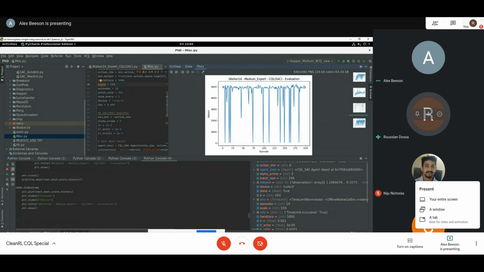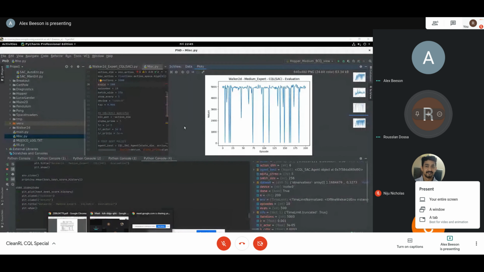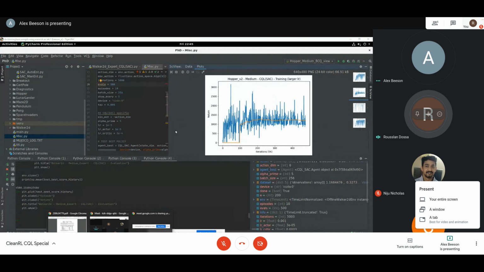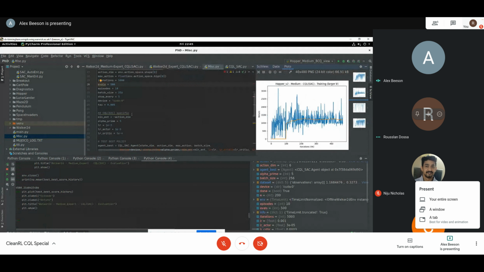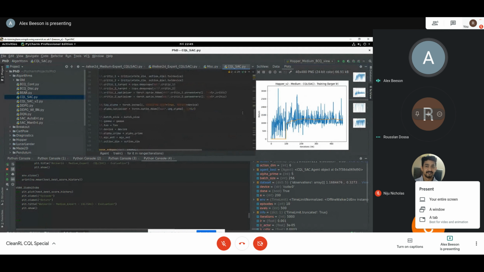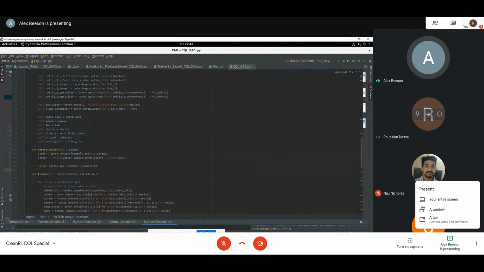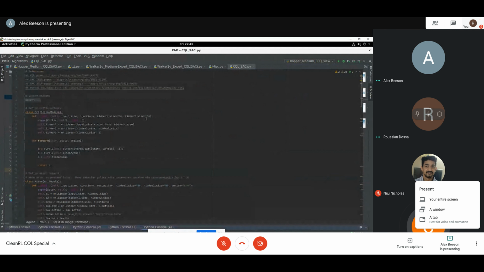I see. Could you please show us the part where you compute the CQL related terms? Oh yeah, that's probably the meat of it. Okay, let's try and create a bit of space here because this is all over the place. Really dive into the code.